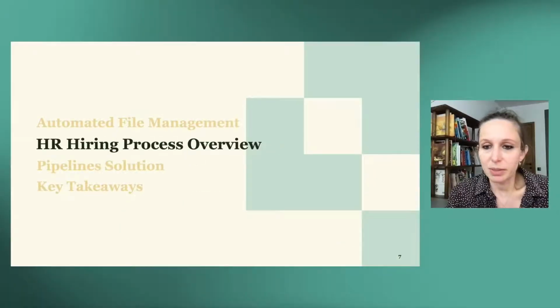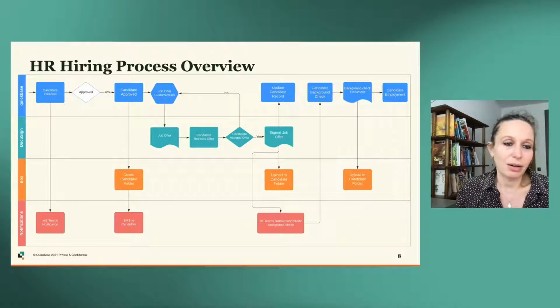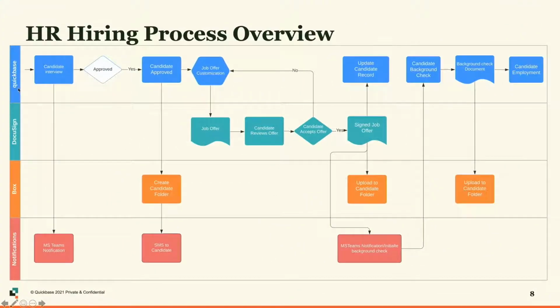Let's go over a specific example, a very standard company process executed with Quickbase, Pipelines, and Box. This is our HR hiring process. We have Quickbase as our system of record, where through Pipelines we orchestrate events and actually hold the app itself in Quickbase. In DocuSign is where signing and approval of documents is happening. Box is the file repository, and we send notifications via MS Teams and SMS Twilio channel.